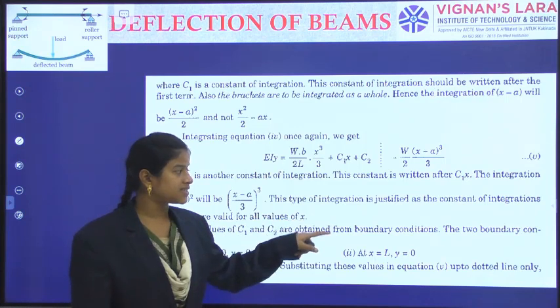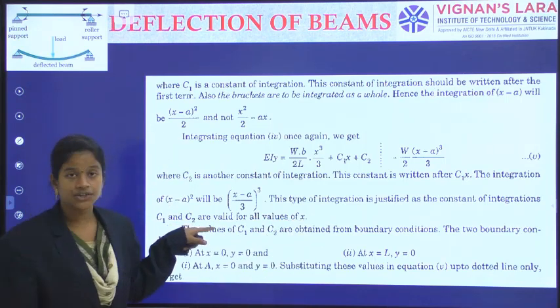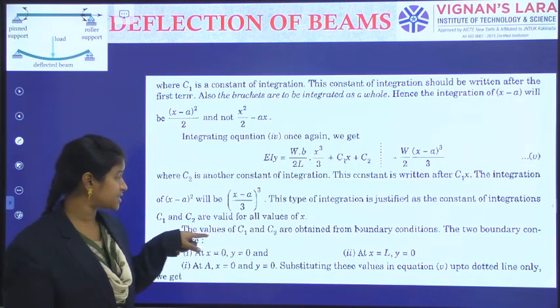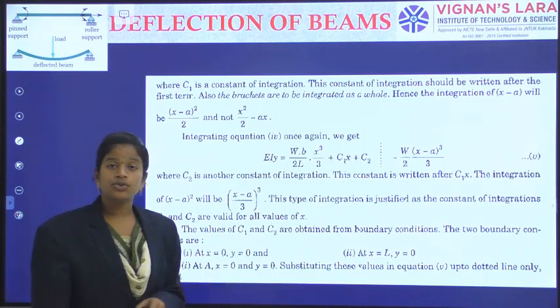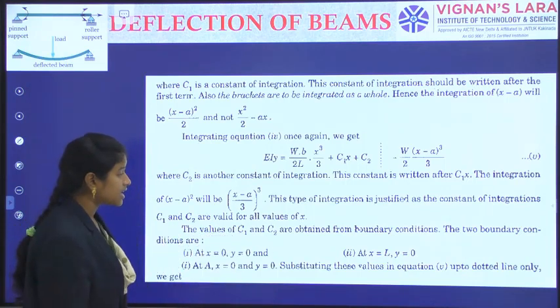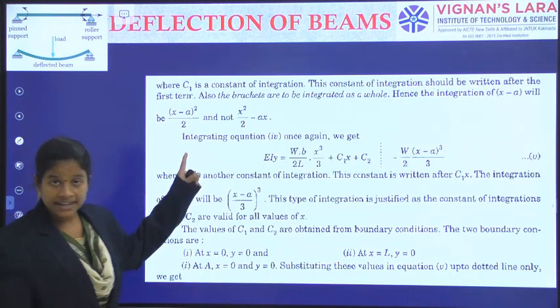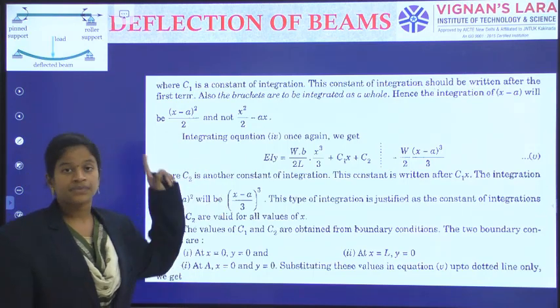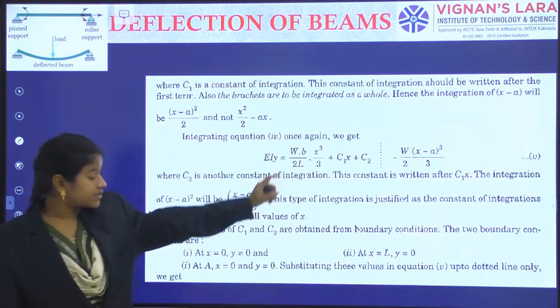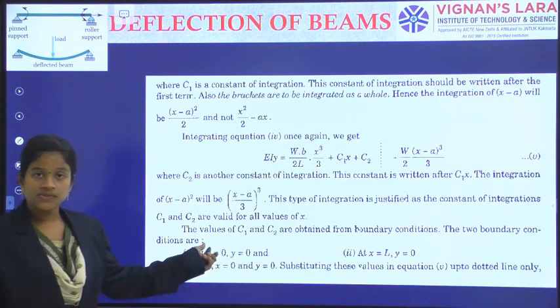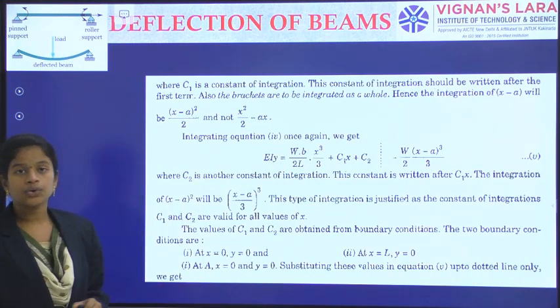This type of integration is justified as the constants of integration C1 and C2 are valid for any value of x. The values of C1 and C2 are obtained from the boundary conditions. The two boundary conditions are at x is equal to 0, y is equal to 0, and x is equal to L, y is equal to 0. You can use these two boundary conditions for evaluating the two constants.